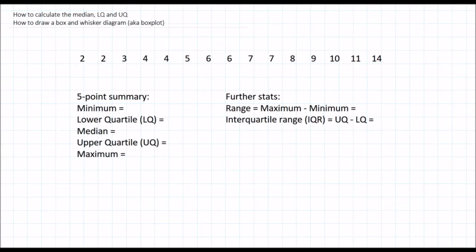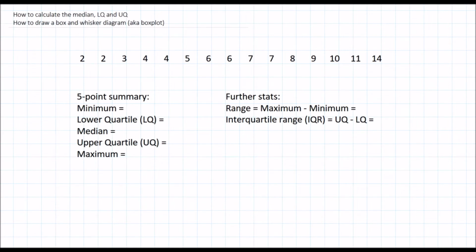Welcome to Mathmo. In this video, I'm going to show you how to draw a box and whisker diagram, also known as a box plot. To do this, you'll need to calculate various statistics including the median, the lower quartile, and the upper quartile. In this example, we have a list of 15 numbers, and note they have already been sorted into ascending order, so we can start calculating the stats we need straight away.